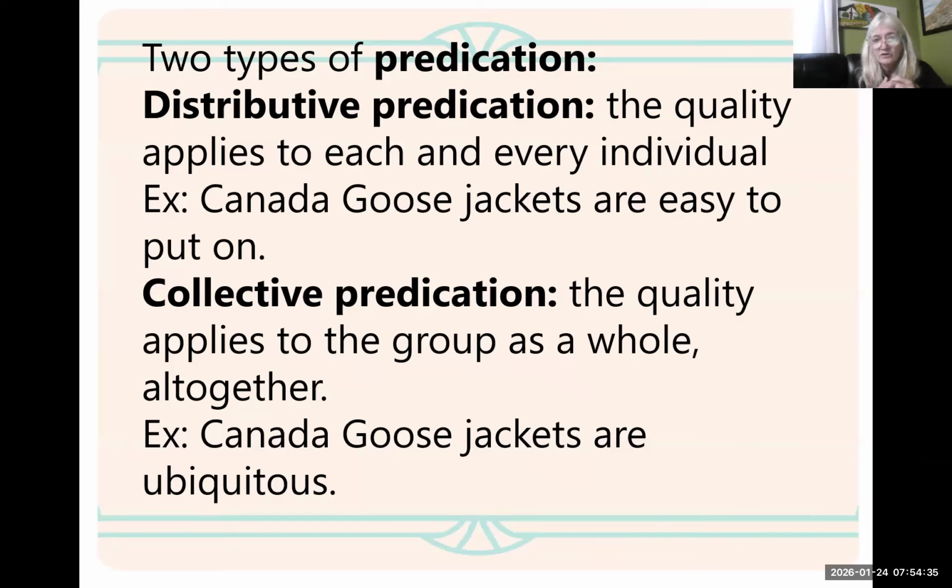So if I said Canada Goose jackets are easy to put on, that talks about each and every Canada Goose jacket is easy to put on. For collective predication, the quality applies to the group as a whole altogether. So if I say Canada Goose jackets are ubiquitous, meaning you see them everywhere, then that's talking about the collection as a whole, not any individual one. Okay, so when you make a predicated claim, you make a distributive predication or you make a collective predication.